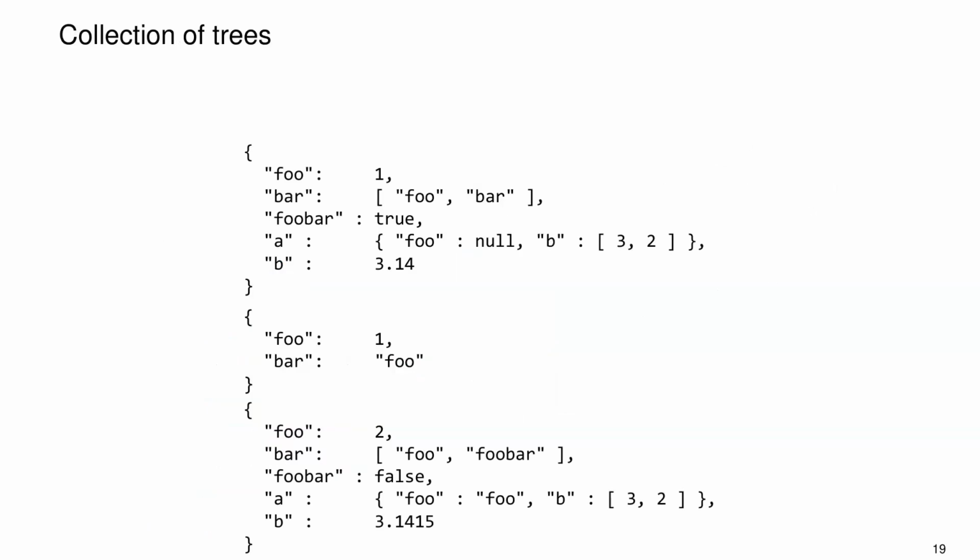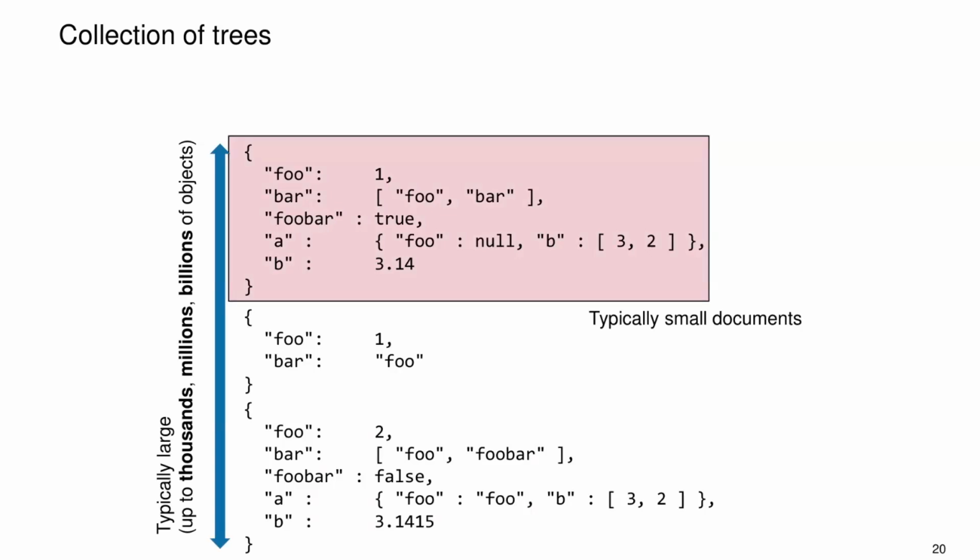Okay. So now, this would be a collection of trees, right? In that case, it's a collection of 3 JSON objects. And the rule of thumb, the way you should imagine it, is that it's not any collection of any objects. Typically, you want a lot of objects, but the objects should not be too large, right? So typically, you can have thousands, millions, billions of objects. The objects should be at most maybe 10, 20 megabytes, right? This is the ballpark.